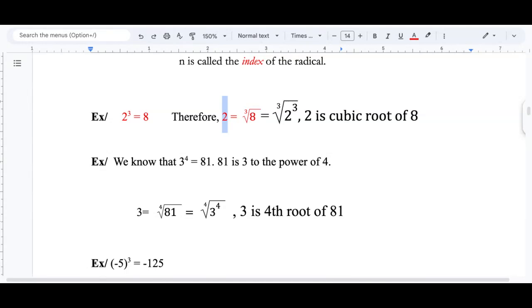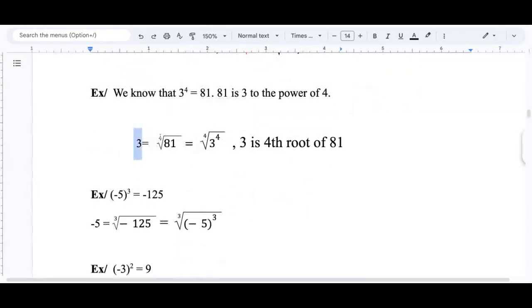Here, the power 3 and the index 3 undo each other. Opposite operation, so that's why we just get 2. So this power 3 and this index 3 undo each other. 3 raised to 4 equals 81, so 81 is 3 to the power of 4. Then we can write 3 equals the 4th root of 81. The power 4 and the index 4 undo each other.